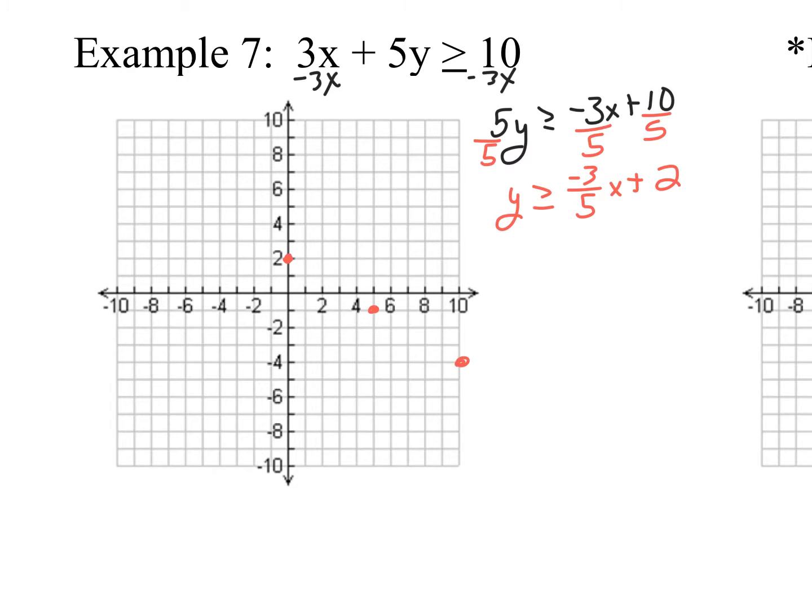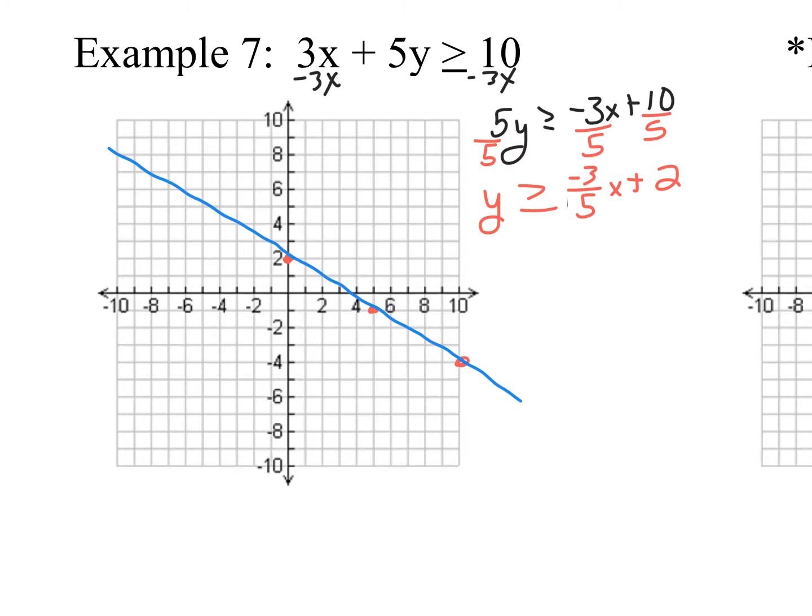Alright, now determine if the line's dotted or solid. Well, looking at this, I've got a solid line in there. So I'm connecting this with a solid line. Yeah, that was a pretty good line. Now we have to figure out which way we're shading. Hopefully this doesn't erase everything. Of course it's going to. Alright, well, I'll fix it.